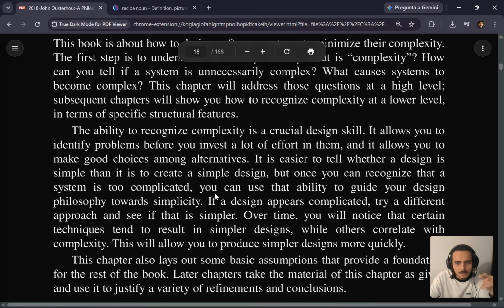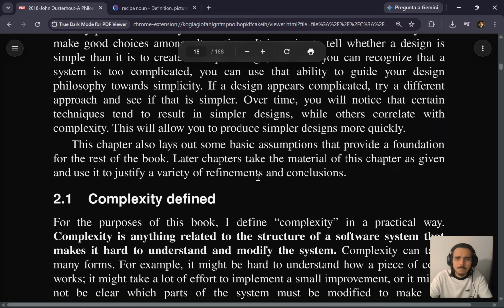But once you can recognize that a system is too complicated, you can use that ability to guide your design philosophy towards simplicity. If a design appears complicated, try a different approach and see if that is simpler. Over time, you will notice that certain techniques tend to result in simpler designs, while others correlate with complexity. This will allow you to produce simpler designs more quickly.